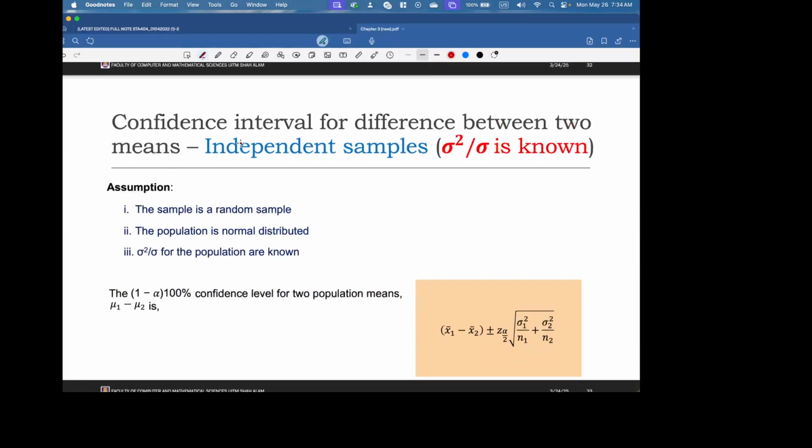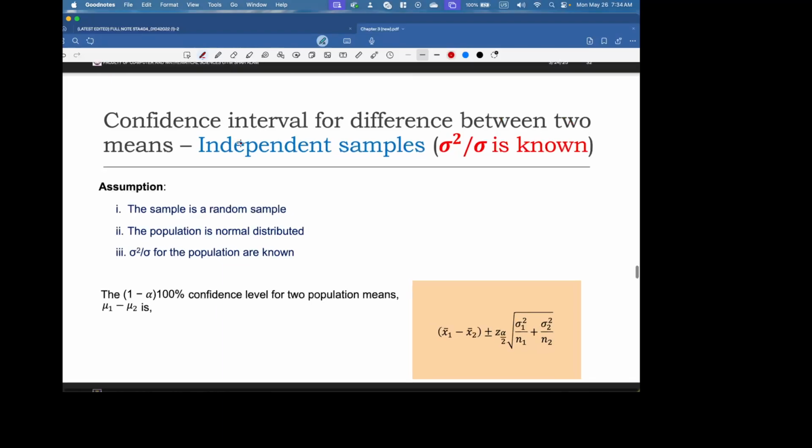Confidence interval for the difference between two means. Difference between two means means that we want to see mu1 minus mu2. And this is the assumption: the sample is a random sample, the population is normally distributed, and the sigma square or sigma for the population is unknown.